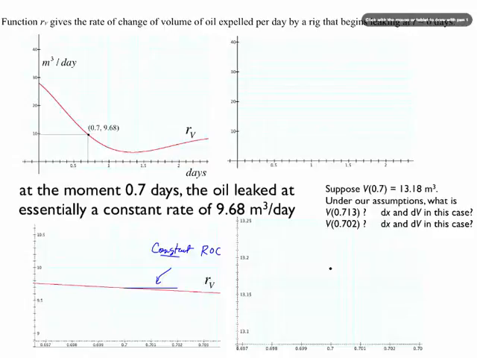Is that here? I think that's here. Yep. Okay, so that's this now. This is a different function, right? This is the quantity function. This is the total amount of oil that's leaked after 0.7 days and up to 0.7 days, and that's 13.18 meters cubed.